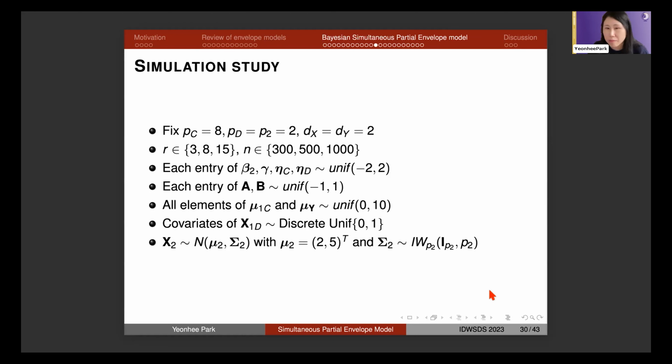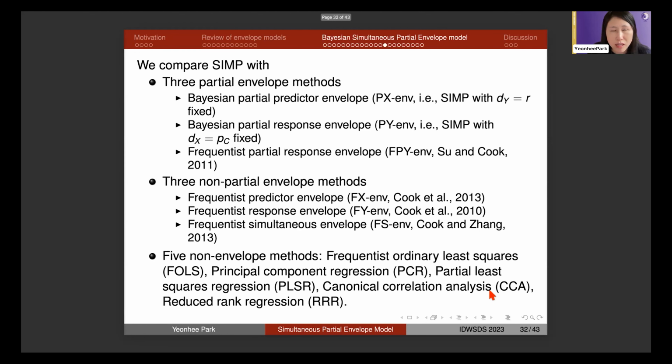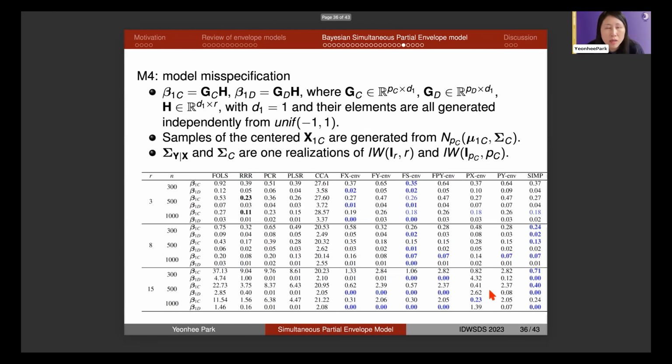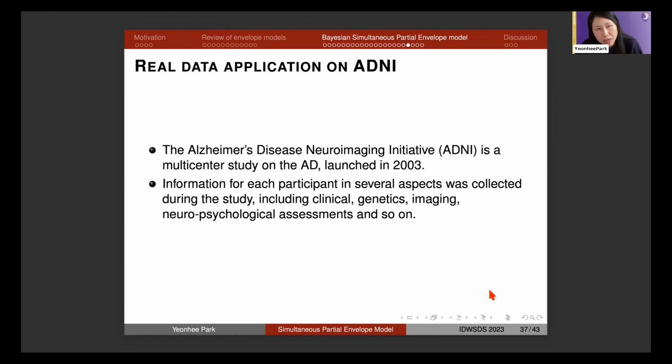Because of the time limit, let me jump to the data application part. As we saw in the motivation study, I used ADNI data. ADNI is a multi-center study on Alzheimer's disease launched in 2003. They collect data for each participant in several aspects, including clinical, genetics, imaging, neuropsychological assessment, and so on.